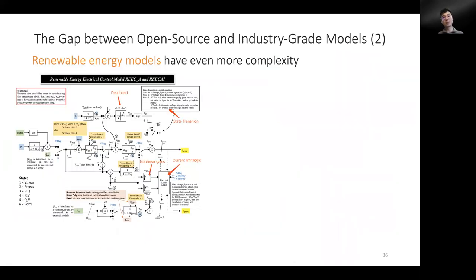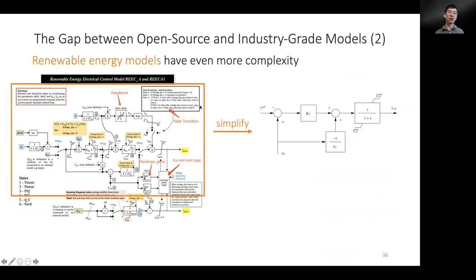The challenge becomes more severe when we consider the renewable energy models, which come with more complexity. This is the electrical controlling model for the solar PV. As we can tell, it has lots of those non-conforming components such as deadbands, state transitions, current limit logic, and nonlinear gains. The upper part of this model is for voltage control, and it has been simplified somehow into a very simple tracking of the voltage control.